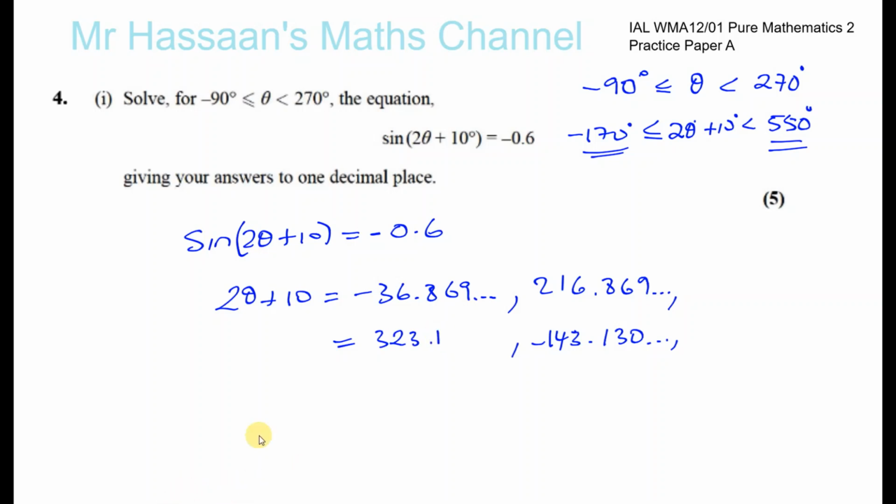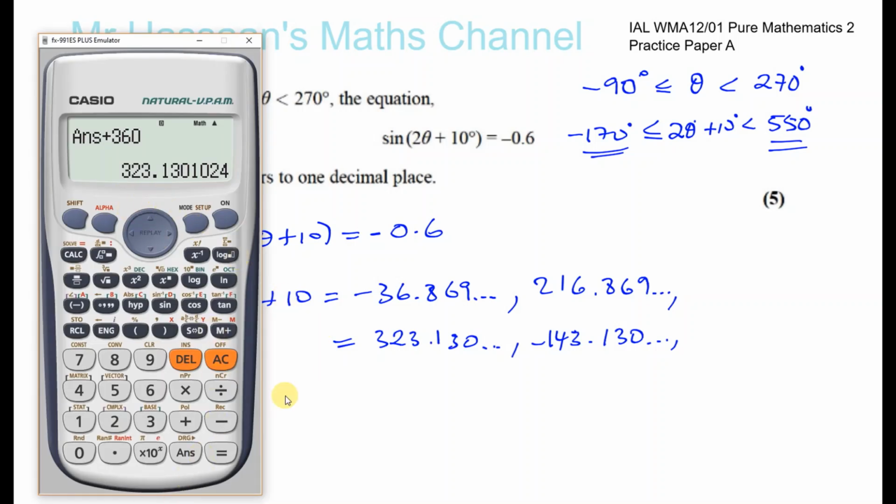Okay, now if I add another 360, of course we're going to be out of the range. It'll be 600 and something. So we have the 4 solutions that we need. To find what theta is, I have to take each of these angles, subtract 10 and divide by 2. Let me write them in order of size.